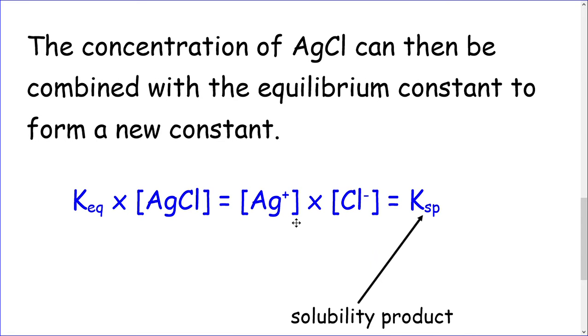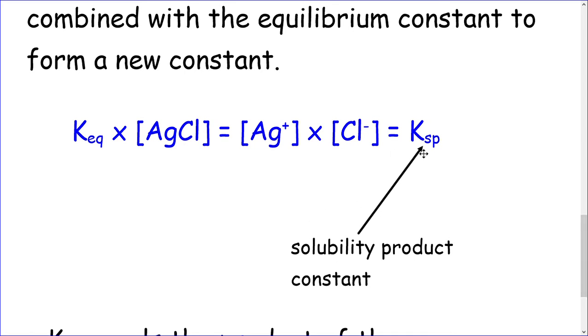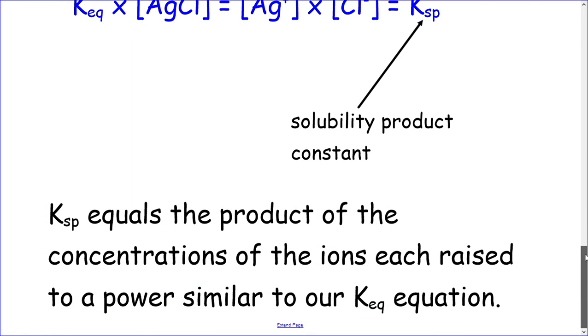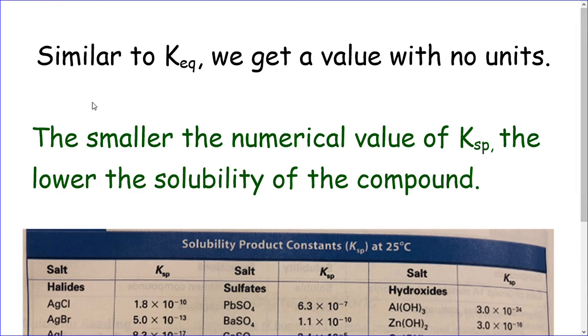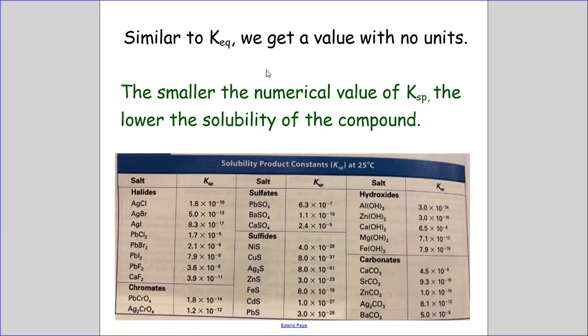KEQ times AgCl is equal to the concentration of Ag ions times Cl ions, or silver ions and chloride ions, and then we come up with this new concentration value. This solubility product constant is called KSP, and all KSP does is multiply the two ions together. So KSP equals the product of the concentrations of the ions, each raised to a power, similar to the KEQ equation. So similar to KEQ, we get a value that has no units. And the smaller the numerical value of KSP, the lower the solubility of the compound. So the higher it is, that's likely it's going to stay as a precipitate.